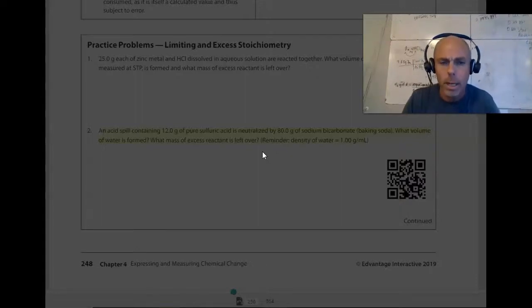So we've got an acid spill that contains 12 grams of pure sulfuric acid that's neutralized by 80 grams of sodium bicarbonate. Sounds like it's a neutralization reaction. What volume of water is formed? And like the last problem, what mass of the excess reactant is left over?